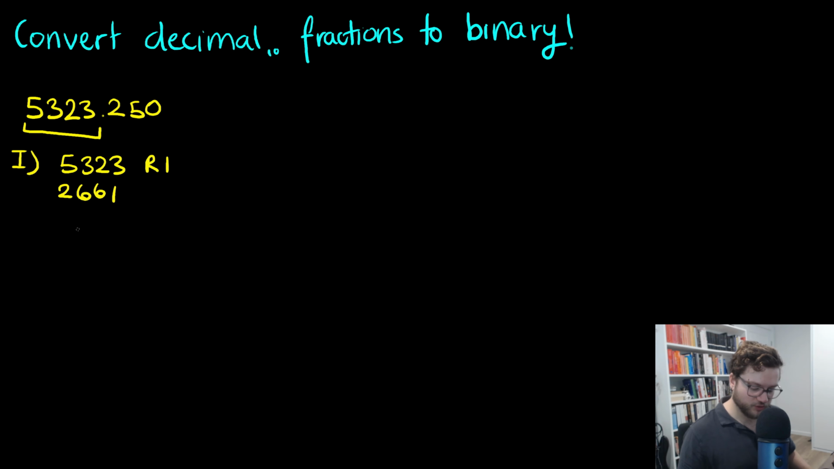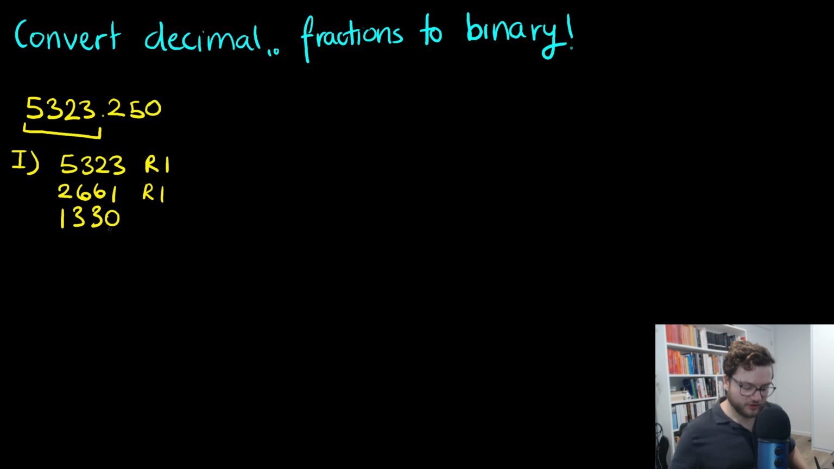Now 2661 divided by 2 is 1,330, remainder 1. Great, good so far. Now remember, of course, when you're continually dividing, you write down the remainder, but you don't divide the number with the decimal point afterwards. You just divide the whole number, the integer that's called. So even though this is a 0.5, we only divide this bit here.